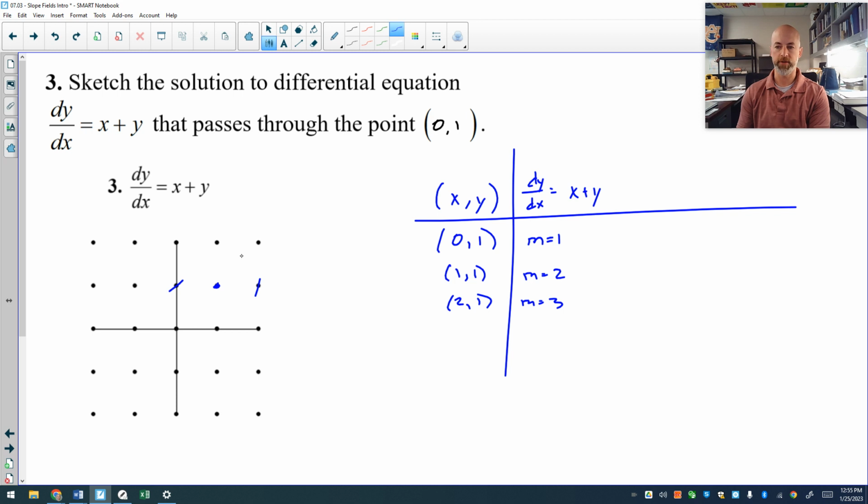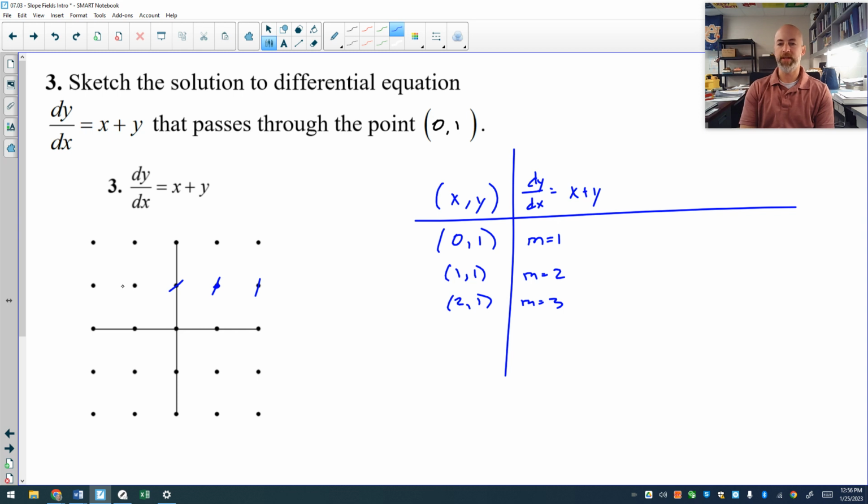I don't have a point up there to look at. I could go down 2 and left 1. And I could look at this point and I just imagine a line that connects these 2 points, except I only draw the small piece of the line right there. So it kind of gives me something to aim for to draw my slope field.